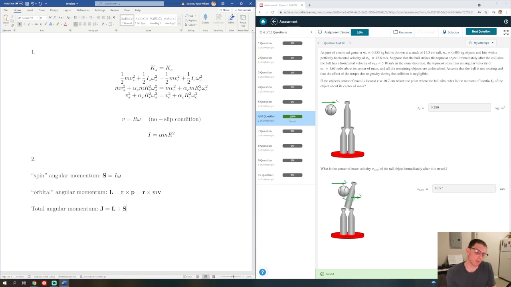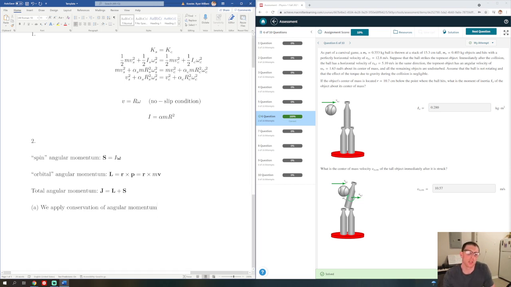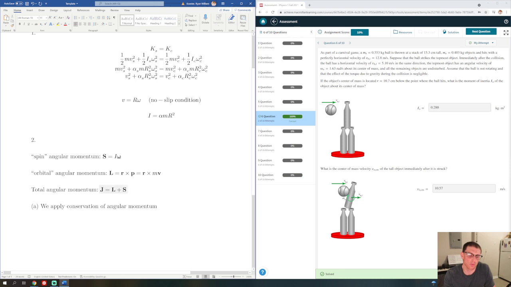So let's actually talk about what you do here. Let's just call it part A. We apply conservation of angular momentum, and this is going to be the total angular momentum, right? Because conservation of angular momentum most generally would look like J naught, the vector, equals J, the vector. And that's what we're doing here.